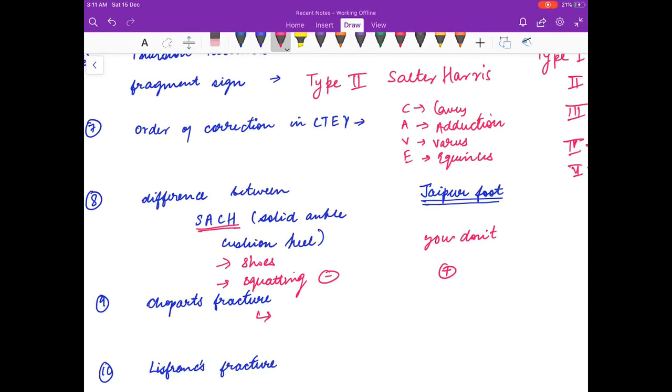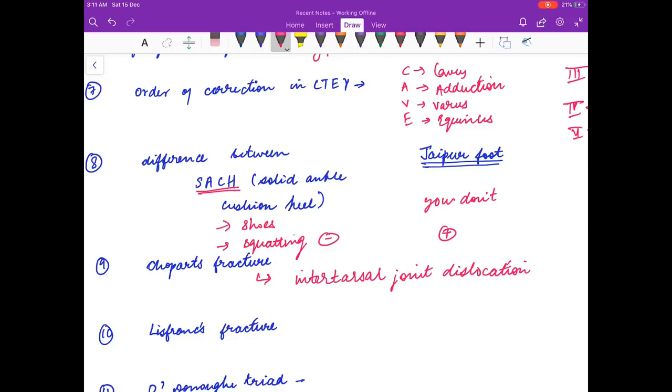What is Chopart fracture? Chopart fracture is intertarsal joint dislocation. And what is Lisfranc? That is tarsometatarsal joint dislocation.